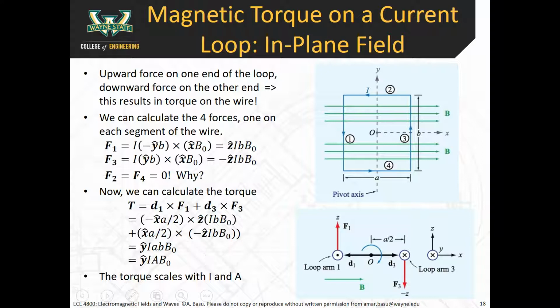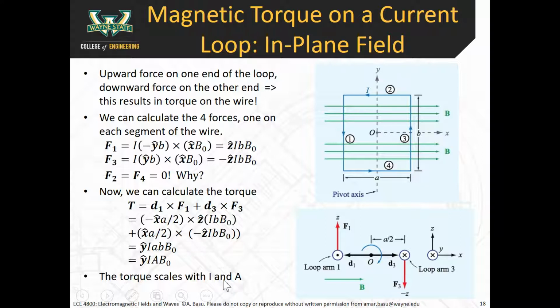So if you want to calculate the torque, you have to add up all of the components. There's some torque being added by segment 1. There's some torque being added by segment 3. So D1 crossed with F1 plus D3 crossed with F3. So D1 is the moment arm.